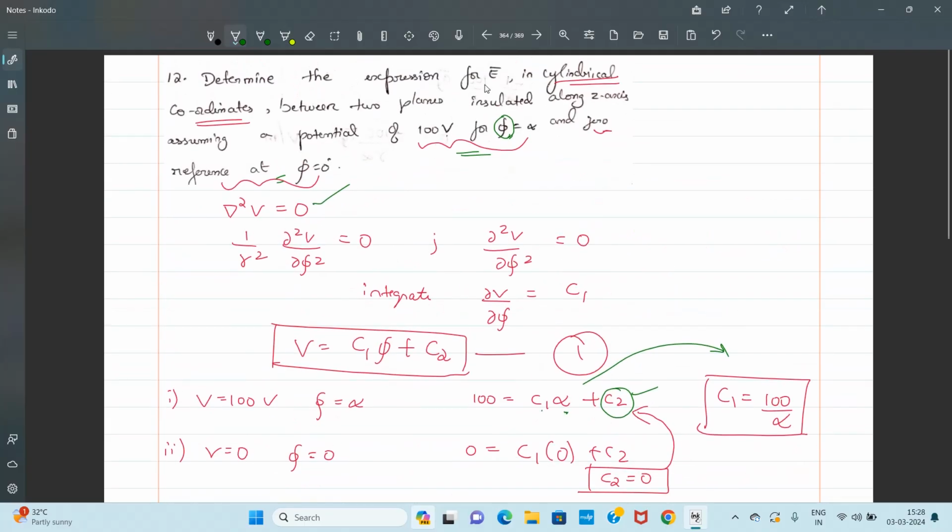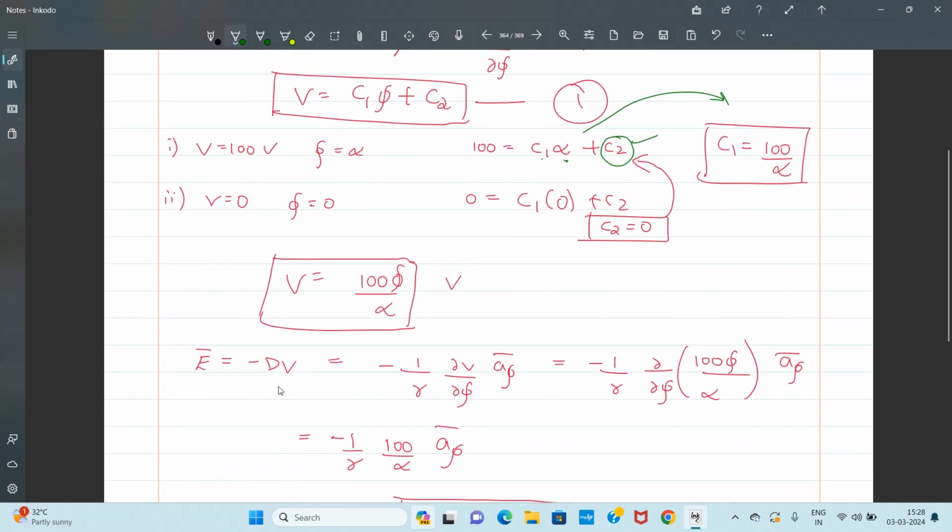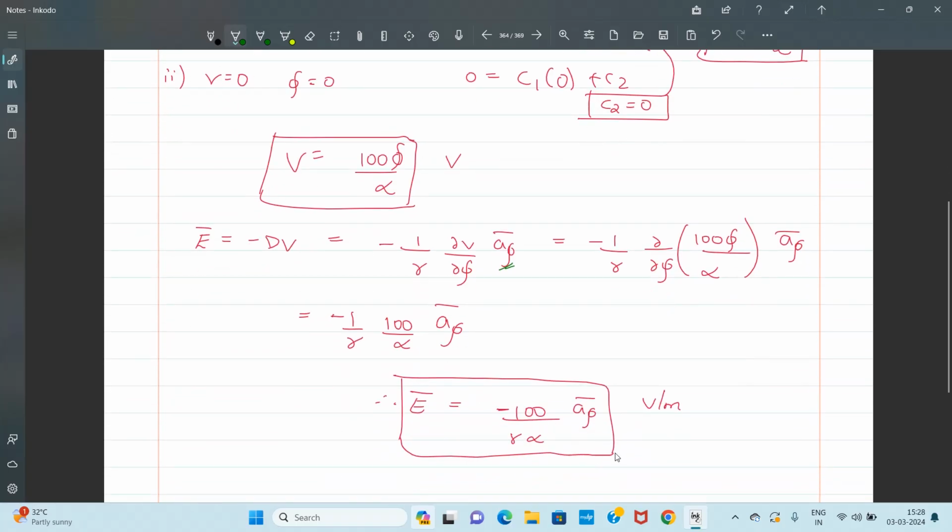Okay, but the question is to find E. So E will be again minus del V. So what you have to do is write the phi component of the cylindrical coordinate system gradient equation. Okay, only the phi component is taken. R and Z components in that equation are ignored. Only the phi part of that equation is taken and used here. Okay, so then again, whatever V equation you've got, put it here, simplify it, and that will give you the final answer for E.